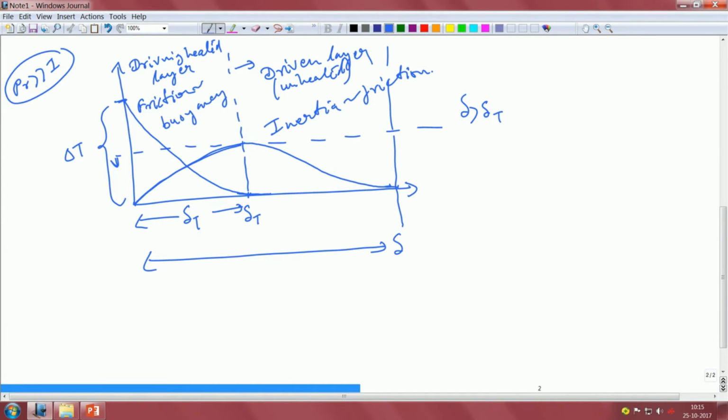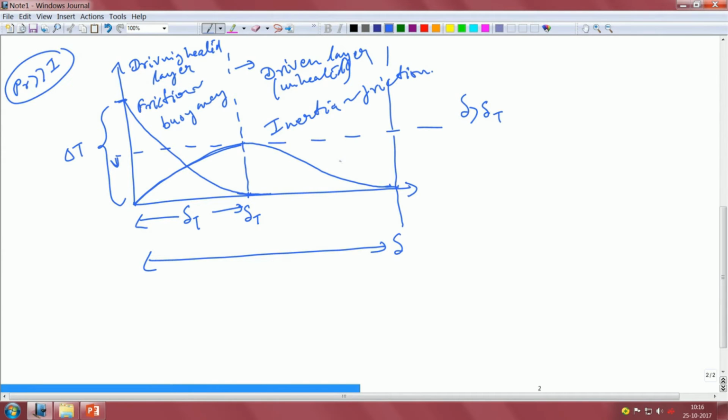Now, the scale of the velocity is driven by two things. One is that the velocity scale is determined by the heated driving layer. But on the other hand, the driven layer thickness, or the total thickness that you are actually dealing with, is basically determined by this balance between inertia and friction, outside of this delta t.